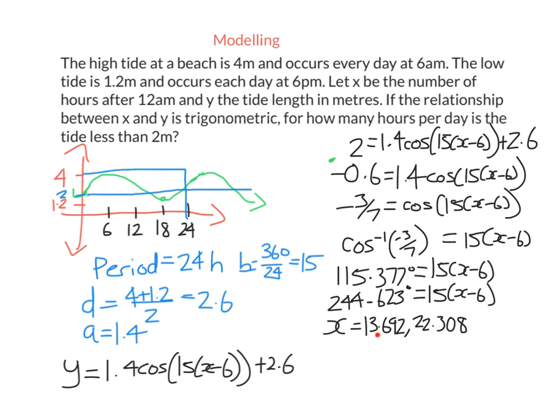This is like 1 o'clock in the afternoon, and this is like 10 o'clock at night. So 1 o'clock in the afternoon is here when it hits 2, and then it comes back up to 2 meters at about 10 o'clock at night. The difference between these two numbers is about 8.6. So it's about 8.5 hours each day that the tide length is below 2 meters.